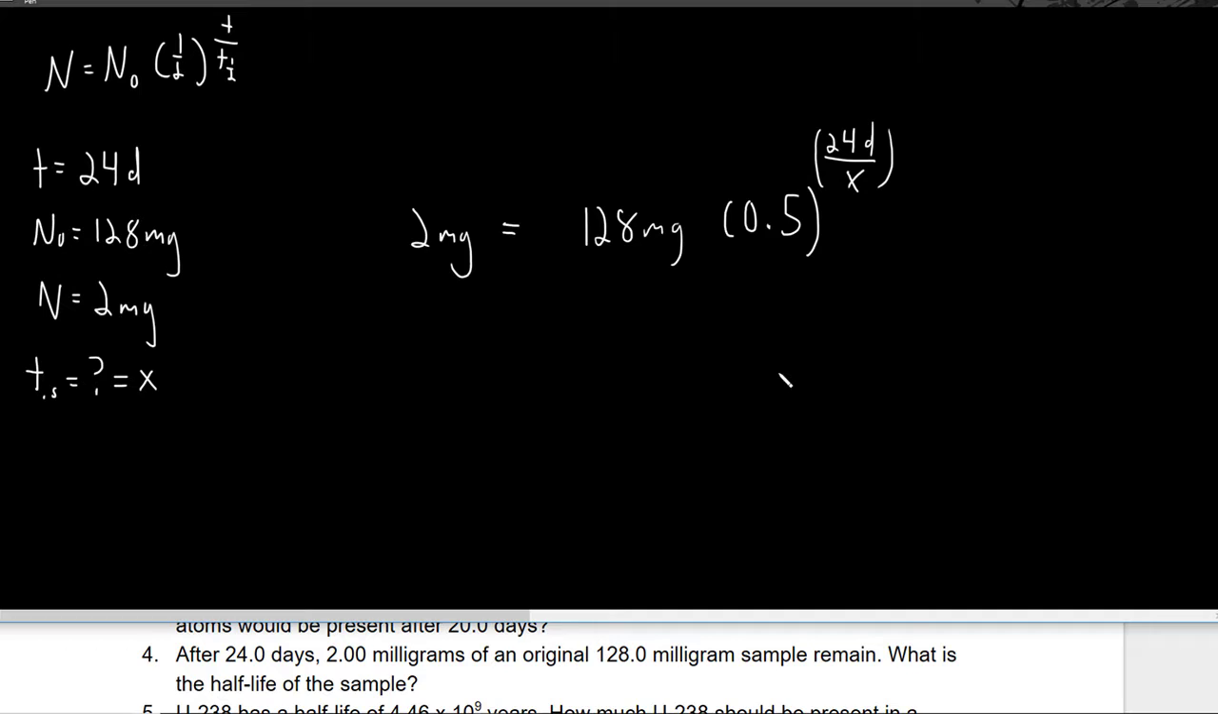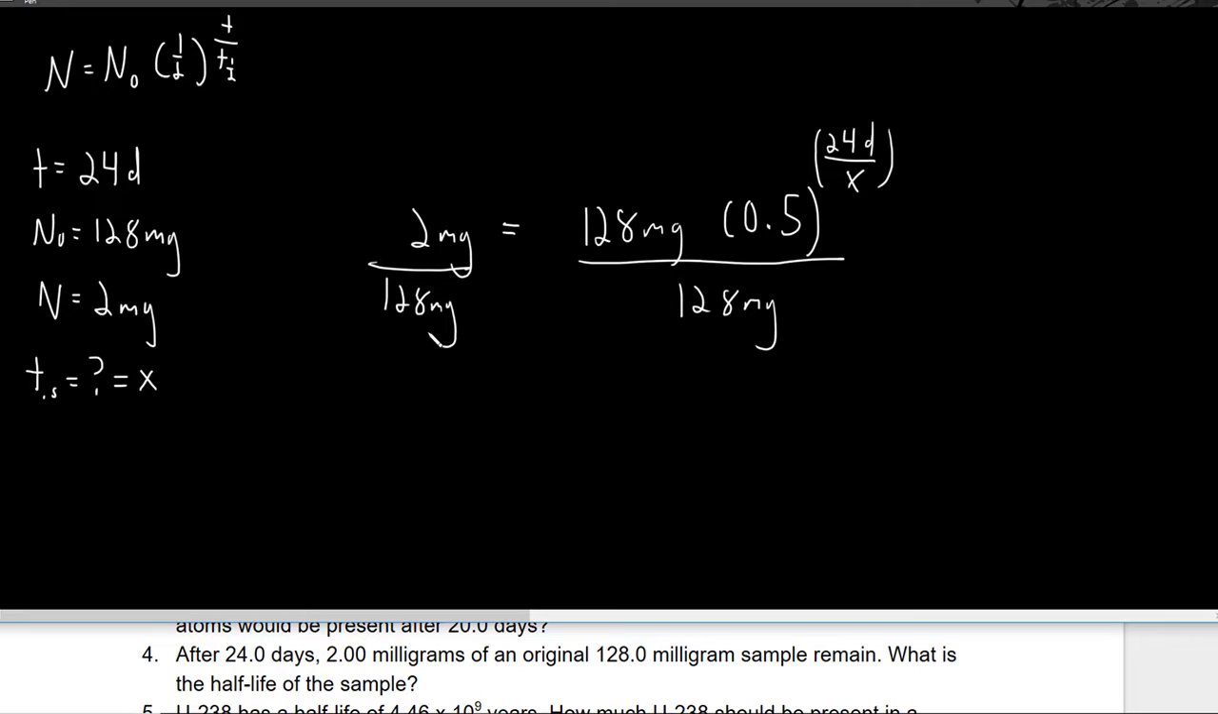So if you haven't had Algebra 2 yet, or if you haven't gotten to this part in Algebra 2, our variable is up in an exponent. How do we solve for that? All right. Well, right now, it's 0.5 being raised to that exponent. Okay, this 128 is being multiplied by whatever that would end up to be. Let's start by getting the 0.5 to the exponent by itself. So to do that, divide both sides by 128 milligrams.